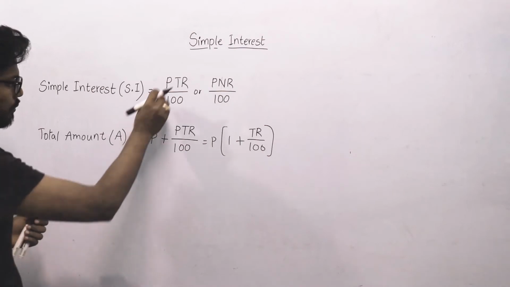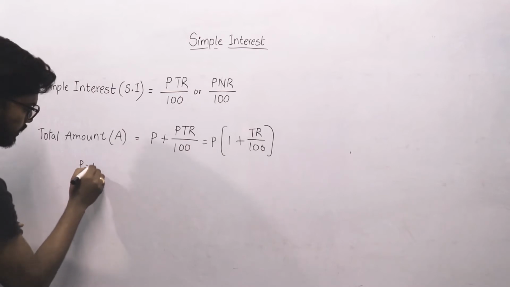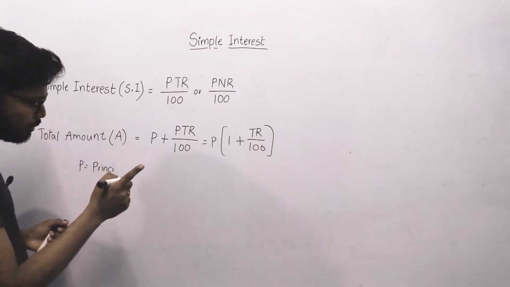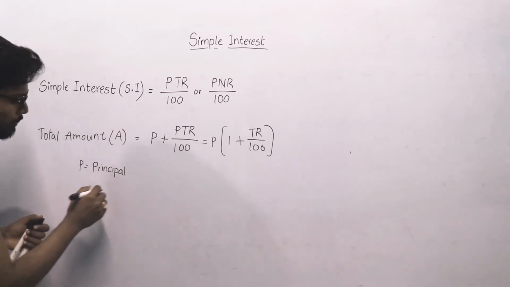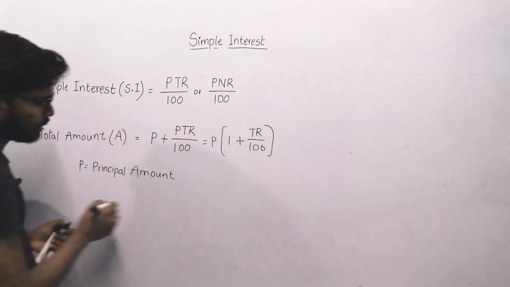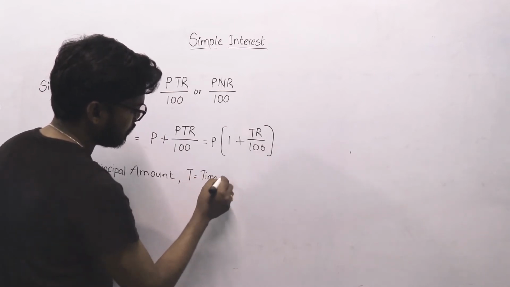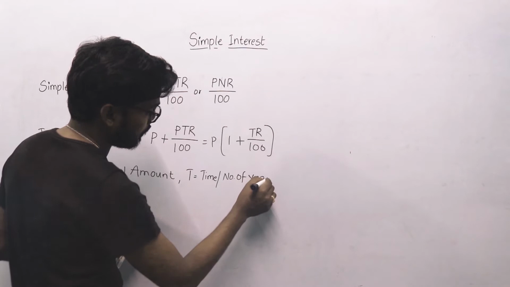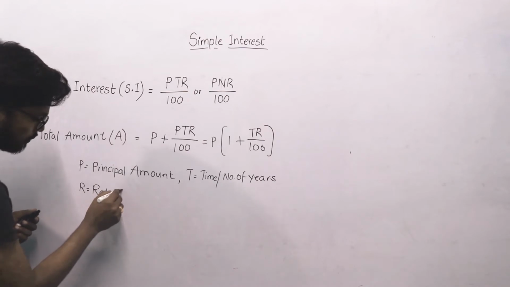Okay, so let us write what each term refers to. P is principal amount. T will be time, or number of years, and R will be rate of interest.